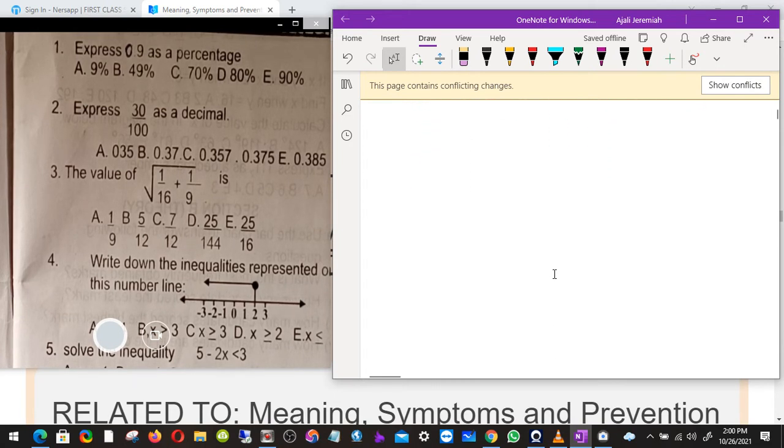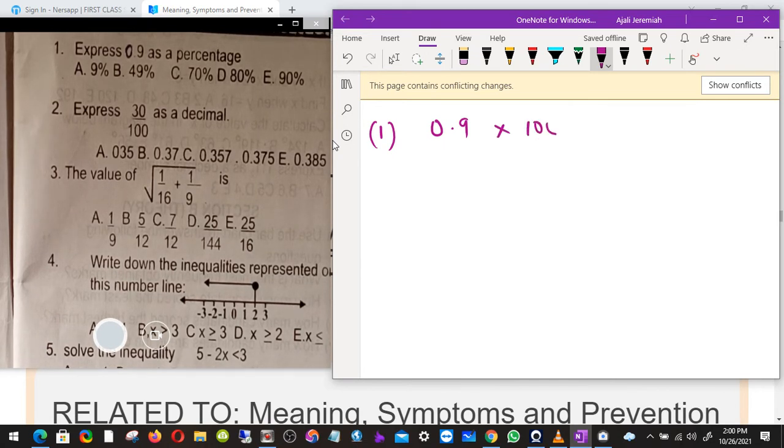Okay, number one, read for us. A percentage. So how do you change to percentage? To change anything to percentage, you multiply by 100. So 0.9 times 100 gives us what? 90%. Option E. Okay. Number two, please.